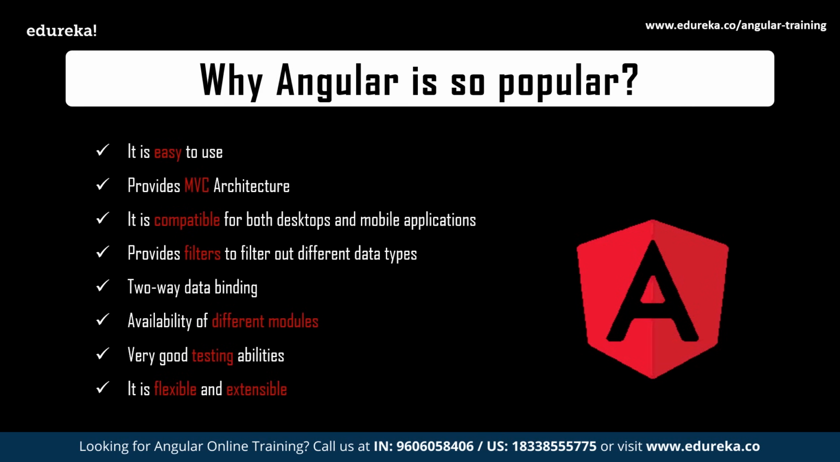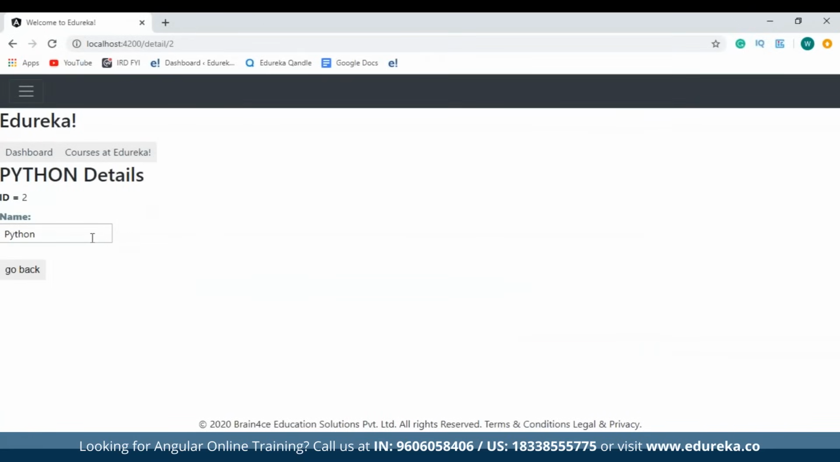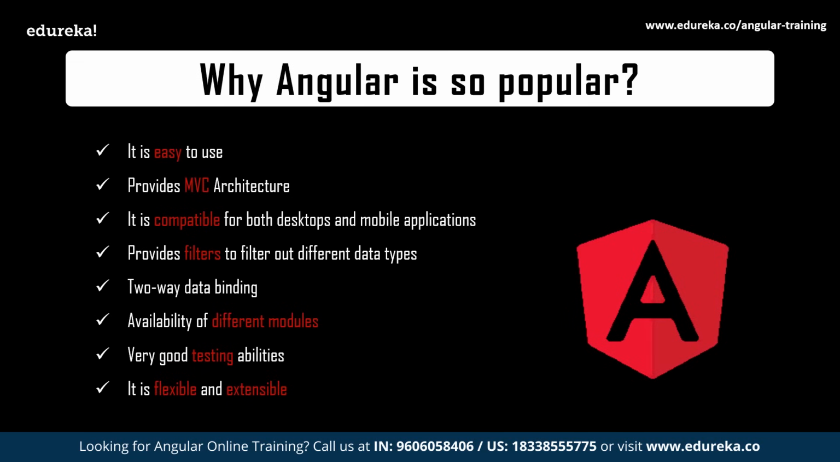Now to show you all what this actually is, let me get back to my project. And over here, I'll just click on any of these courses. So as you can see, the name of my course is Python. Now two-way data binding actually refers to changing models from the views and views from the models. So as you can see over here, when I start deleting any of these letters, the name of the course is also getting altered. This is nothing but two-way data binding. We'll get into more details of this later on in this session.